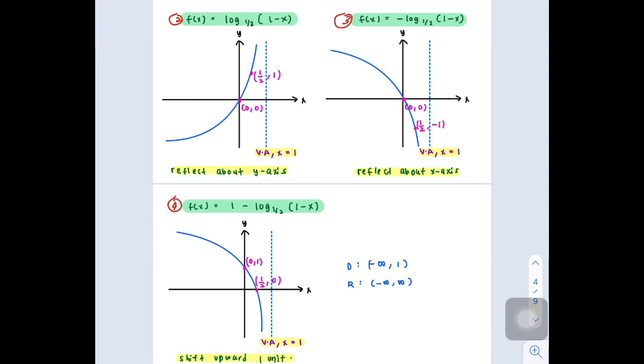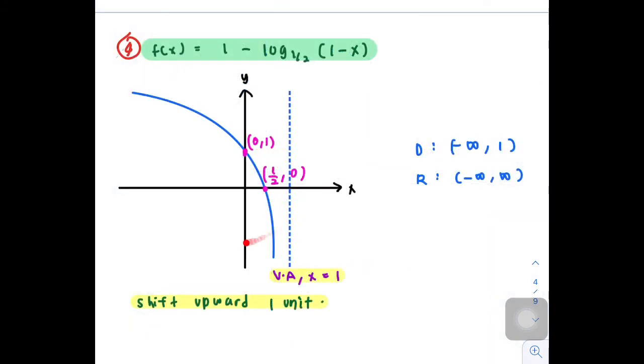And finally, we want to do the fourth step, which is shift up by 1 unit. When you shift up, the vertical asymptote doesn't change. It will still stay here. The vertical asymptote is x equals 1, and only this graph will go up a bit. So just draw the new graph. Then let's change the coordinates: from half, minus 1, now it's half, 0. From 0, 0, now it is 0, 1. So that's it. This is our final graph.